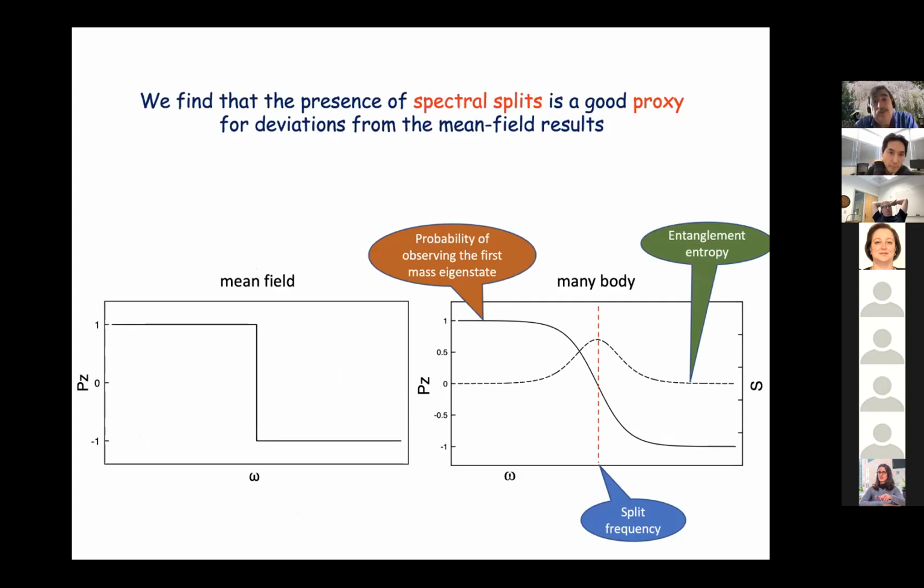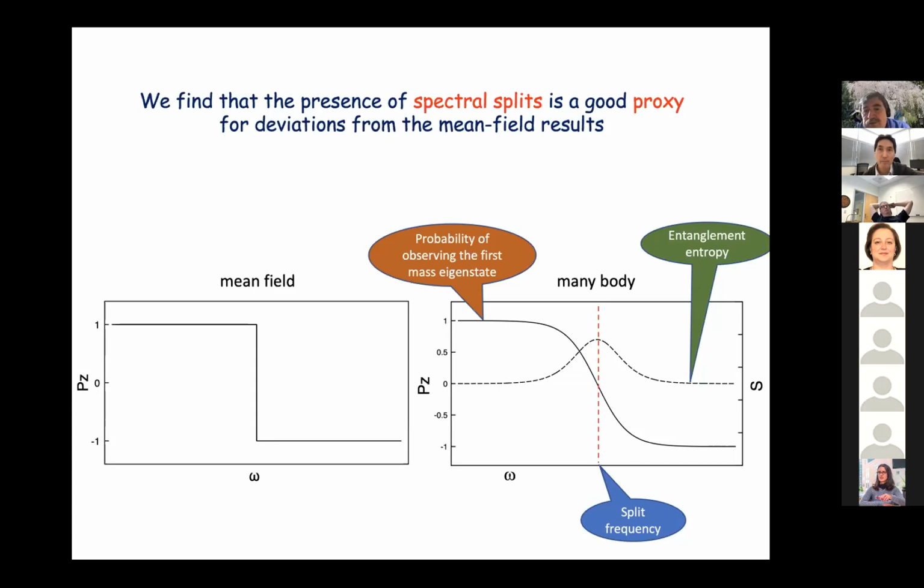Now, what we find in the many body calculations is that the presence of spectral splits is a good proxy for deviations from the mean field. So here basically I'm contrasting the mean field and the many body results. I'm plotting P sub z. Of course, in the many body case, P sub z comes from the reduced density matrix for that neutrino. In the mean field case, since all neutrinos are the same, they are not interacting with each other. They all have the same Pz.